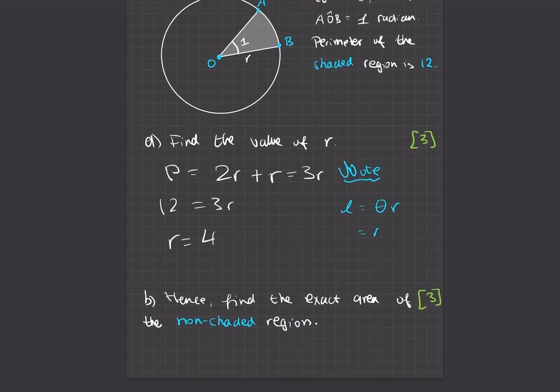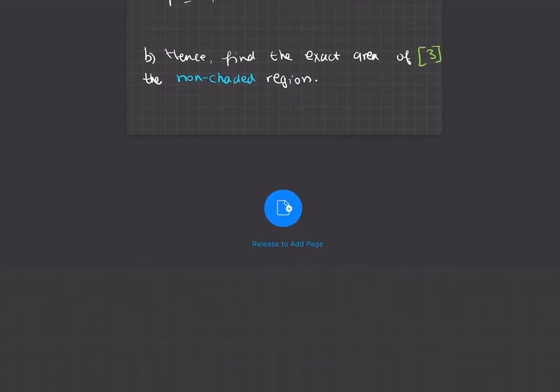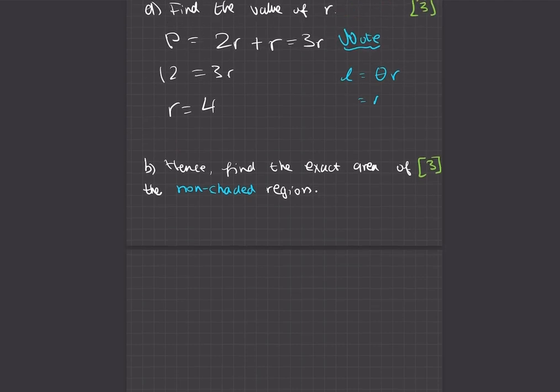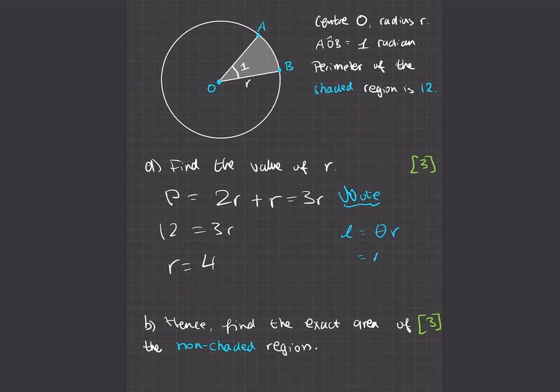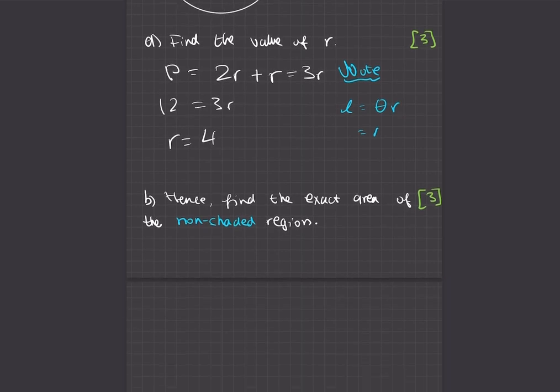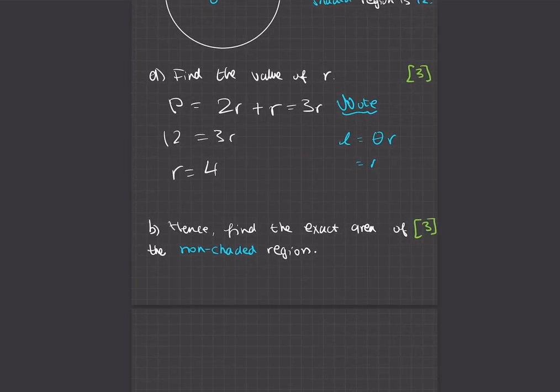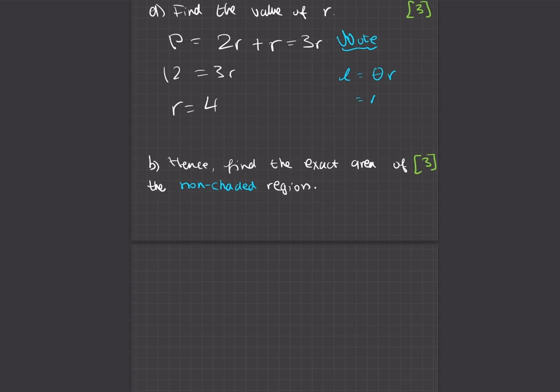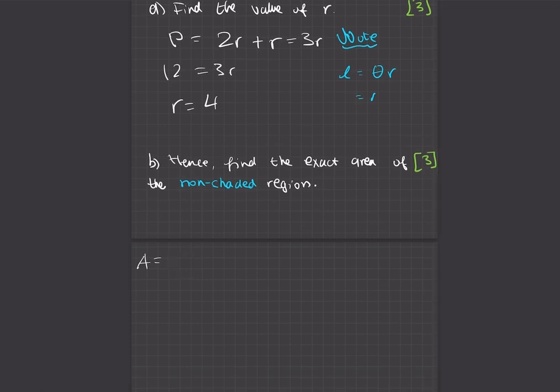So now that we have R, we have to find the exact area of the non-shaded region. Now, we don't have a formula for that exactly. What I would say is, let's find the area of the shaded region and subtract it from the area of the entire circle. I think that's a bit more straightforward. So what's the area of the entire circle? Well, the area is just pi r squared. But r is 4, so that's just 16 pi, because 4 squared is 16.